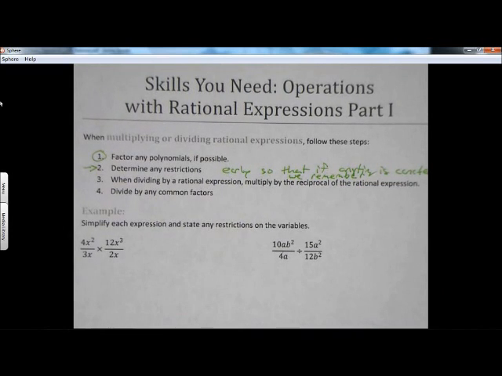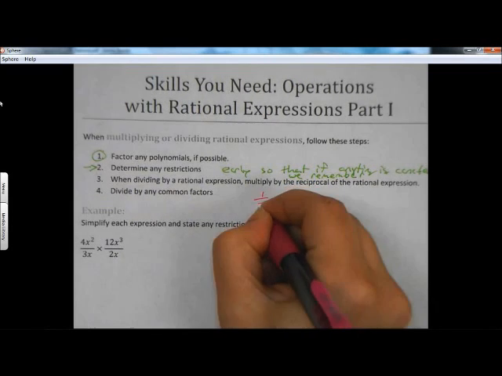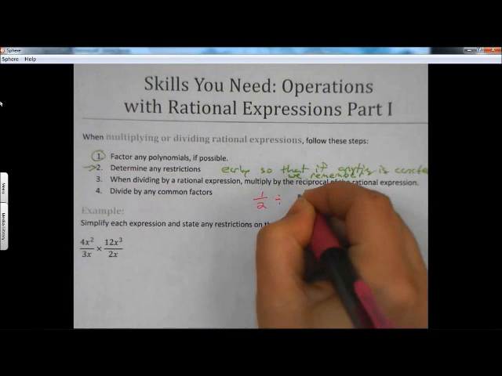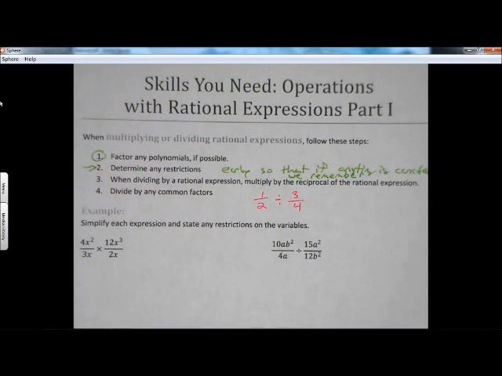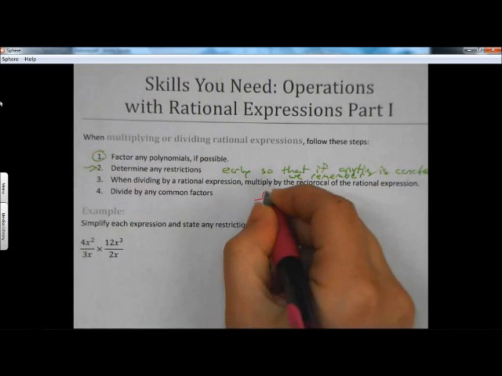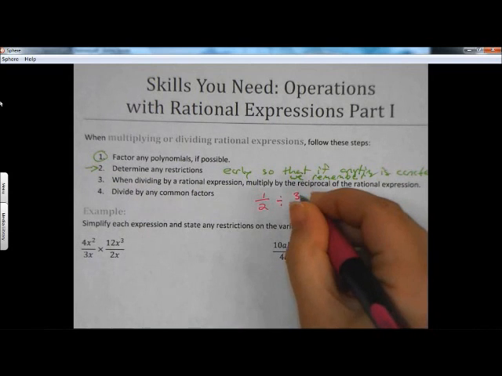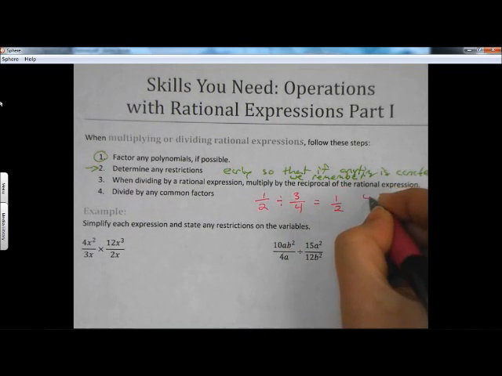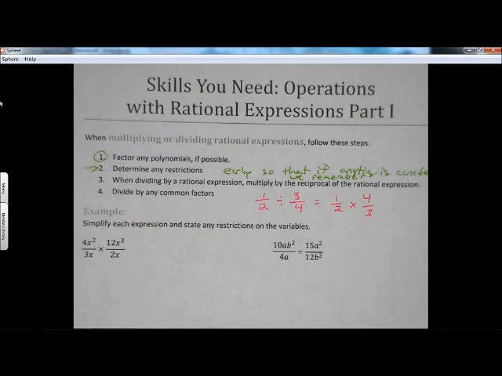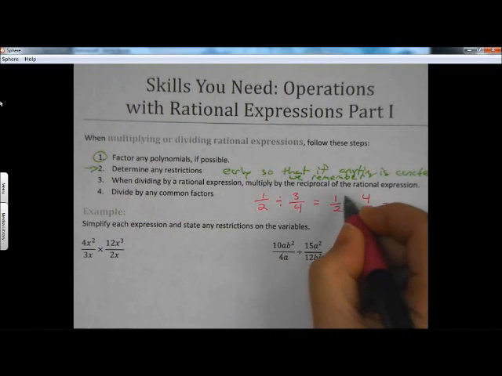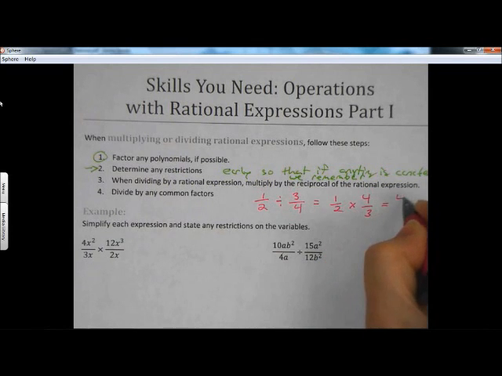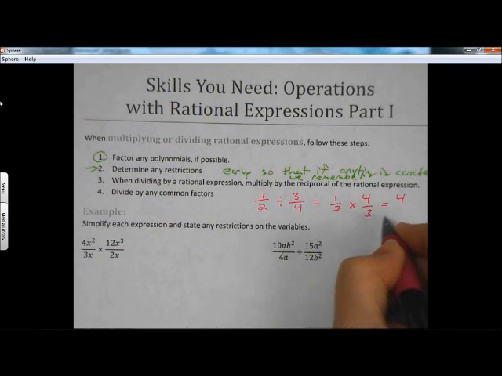Number 3, when dividing rational expressions, we multiply by the reciprocal of the rational expression. Ugh, okay, that sounds awful. But does everybody remember way back when we were doing fractions? 1/2 divided by 3/4. How did we do that? If you're dividing by a fraction, the first number is fine. Our second number we flip. So instead of 3/4, we do 4/3. And now it becomes a multiply. How do you multiply fractions? You multiply the 2 numerators, and you multiply the 2 denominators.